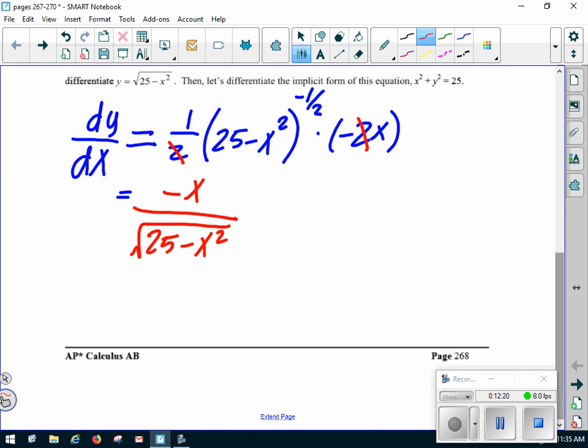Now I'm going to put one little spin on this and it's going to make you mad, but hopefully you'll get over it. You okay here? What is the square root of 25 minus x squared? It's y, isn't it? You buy that? So this derivative is just the opposite of x over y.